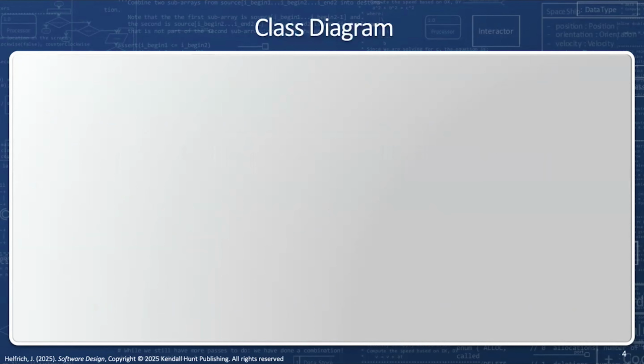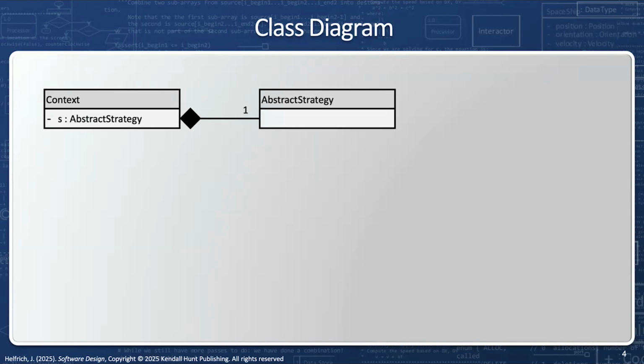So let's take a look at the class diagram to see how this works. We have the context, which is going to utilize the strategy design pattern, and it's going to have an instance of an abstract strategy. So therefore, I need to have an abstract strategy by composition. And then the abstract strategy is going to have a method called execute, and this is actually going to perform the action. Now it's going to take a context as a parameter so it can perform an action on something.